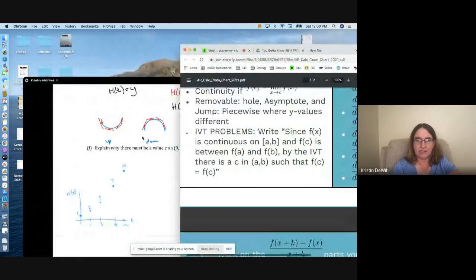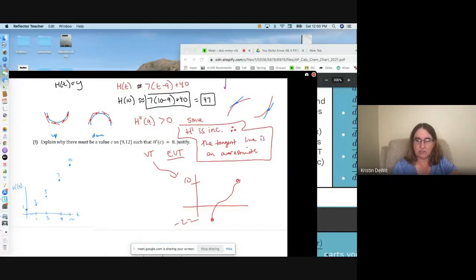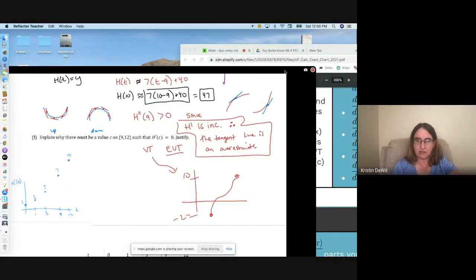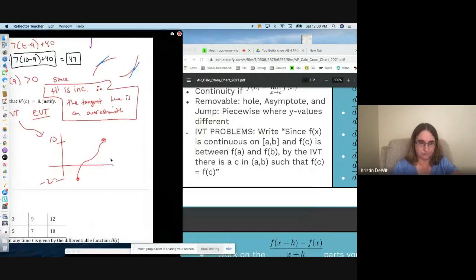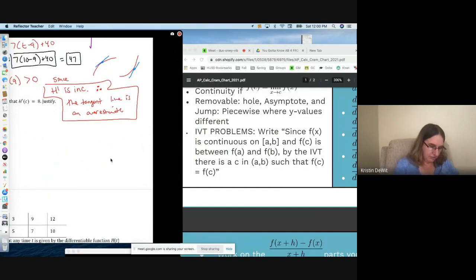They wrote, since... okay, so we're going to adjust their sentence to our situation. So let's steal their sentence but adjust it. Instead of f of x is continuous, I'm going to say h prime of t, because that's what we're talking about, our h prime graph. Since h prime is continuous on a closed interval, and in our case, it's 9 to 12.